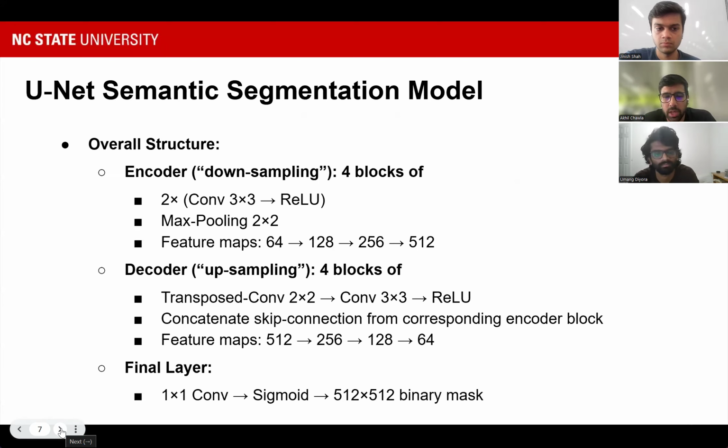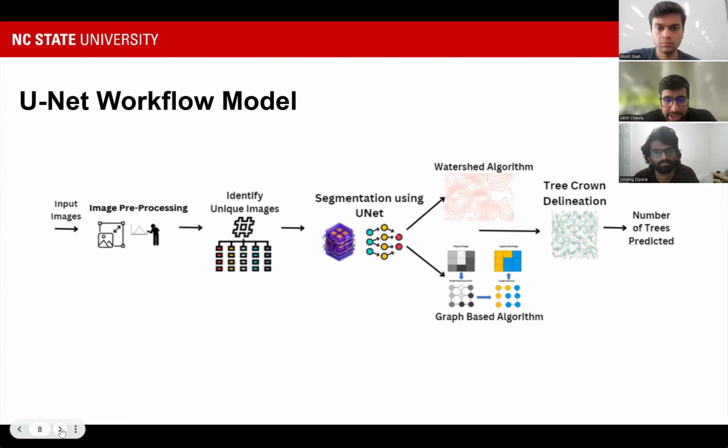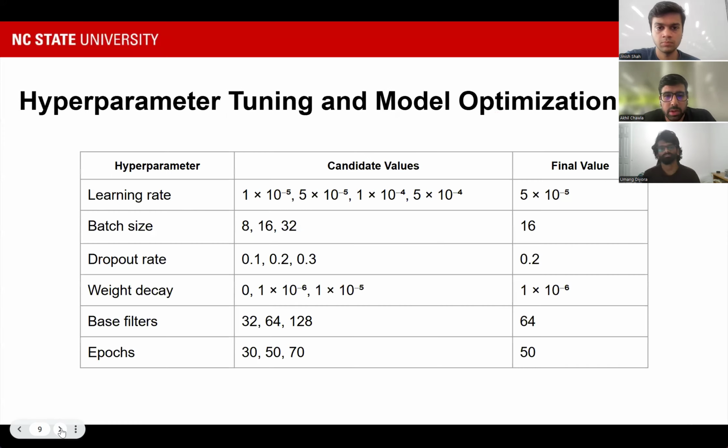Next slide. So the UNet model workflow: the diagram illustrates the flow of information through the UNet architecture, highlighting the skip connections that preserve spatial information throughout the network. Next slide. So hyperparameter tuning and model optimization.